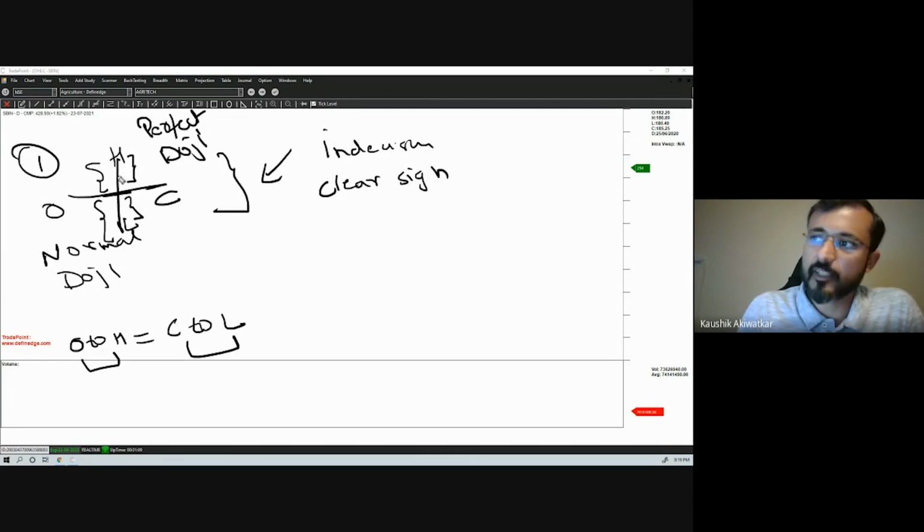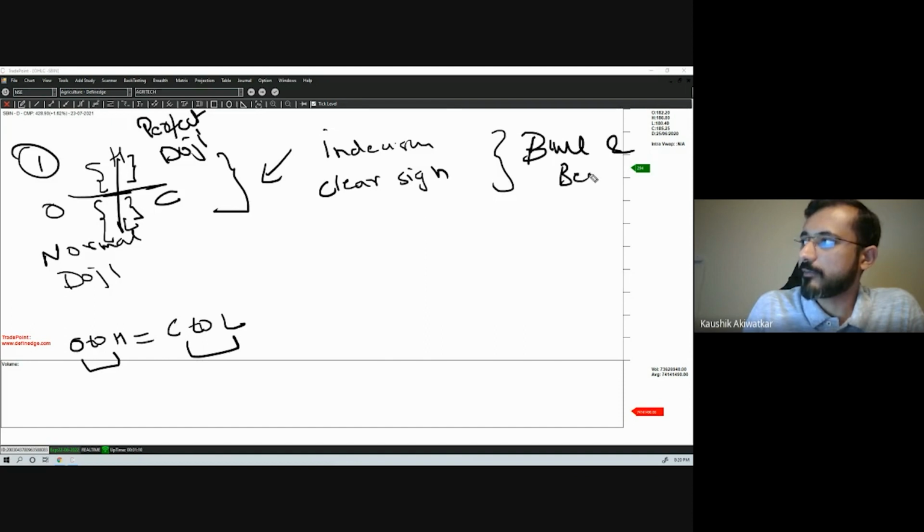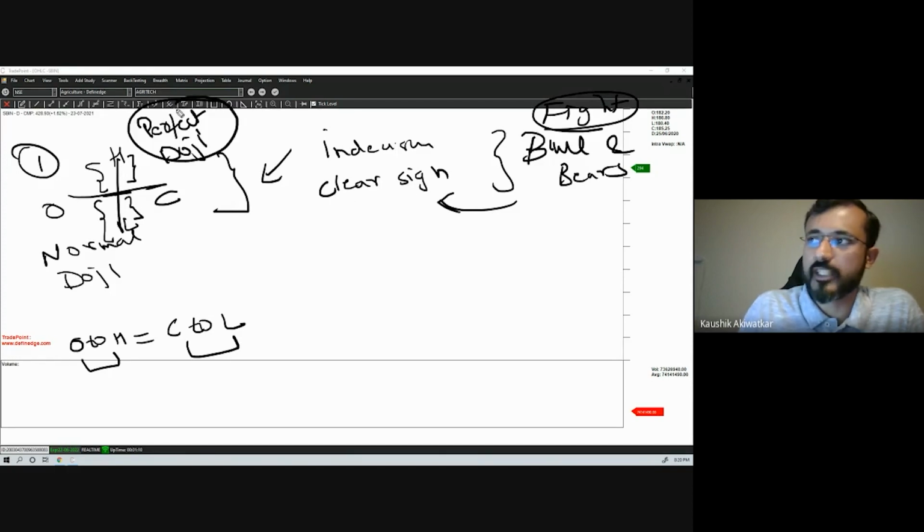ऊपर भी जितना जा रहा है उतना ही नीचे आ रहा है. So it's a perfect fight between the bulls and bears. So there is a fight and you don't know who is winning. So it's a perfect indecision. It's a clear sign of indecision, right? Whenever there is a perfect doji getting formed, right? This candle shows perfect indecision in the market. This is the first type.